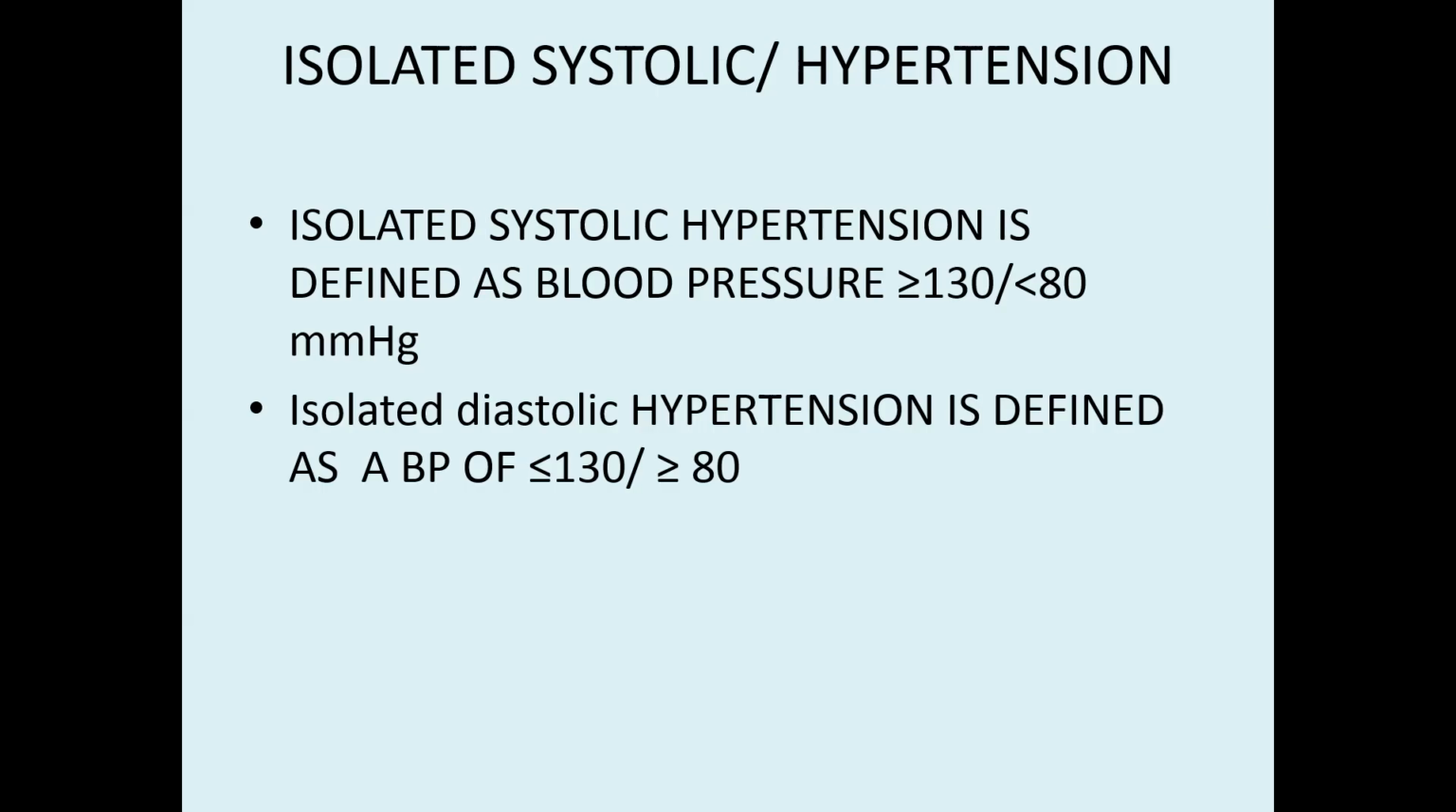Isolated systolic hypertension is defined as blood pressure more than 130 as far as systole is concerned, but with normal diastole, that is 80 or less than 80, as compared to isolated diastolic hypertension, which will have a normal systole but a higher diastole. In both of these cases there will be widening of pulse pressures, and it is seen in old age patients, particularly in diastolic hypertension.